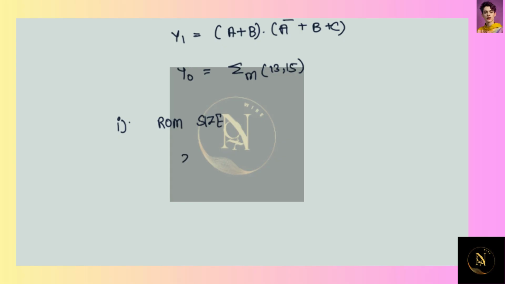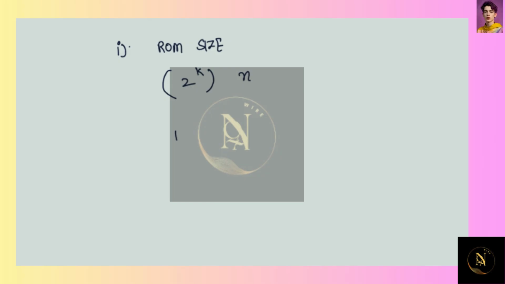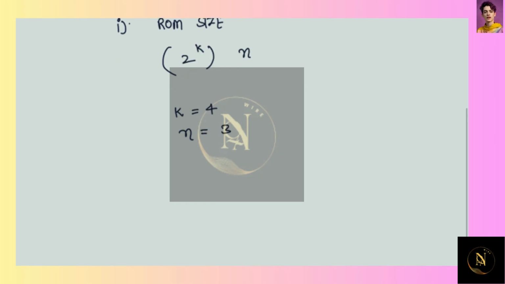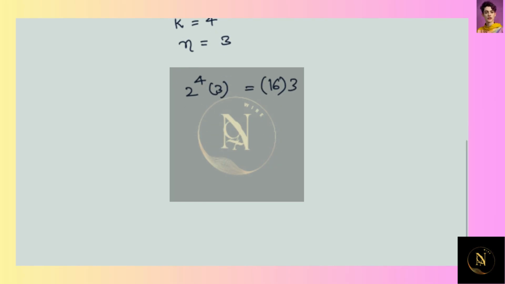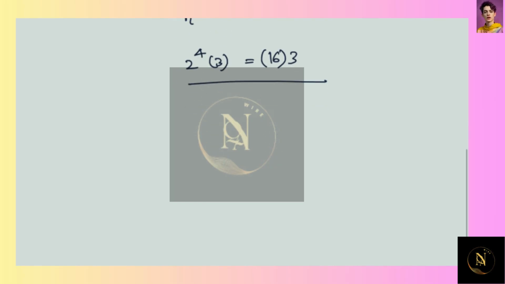ROM size here is given as 2 raised to the power k, multiplied by n. Here k is the number of inputs, which is equal to 4, and n is the number of output variables, which is equal to 3. So 2 raised to the power 4 multiplied by 3 is 16 multiplied by 3. This is the answer to part A of the question.